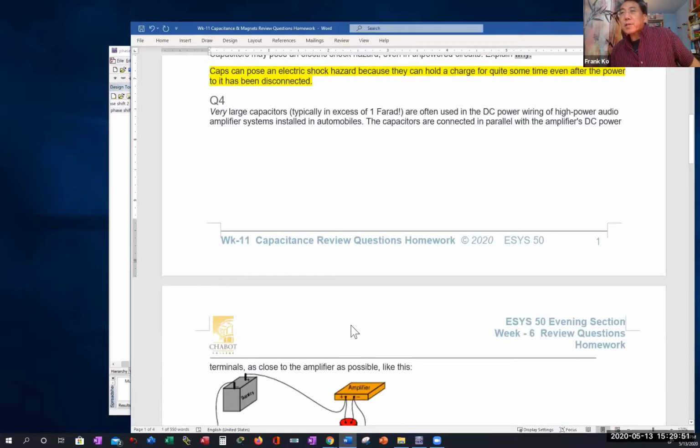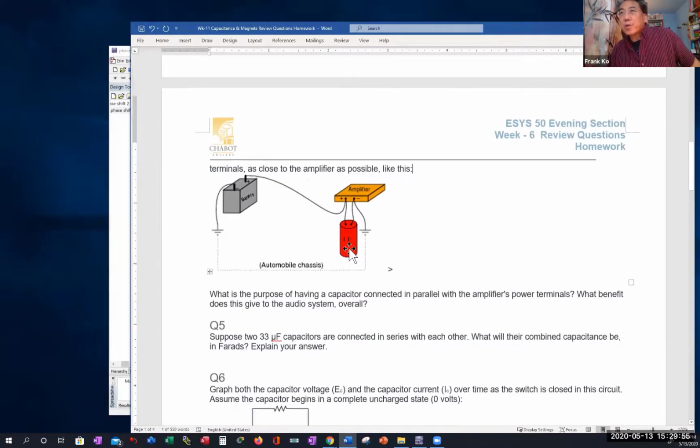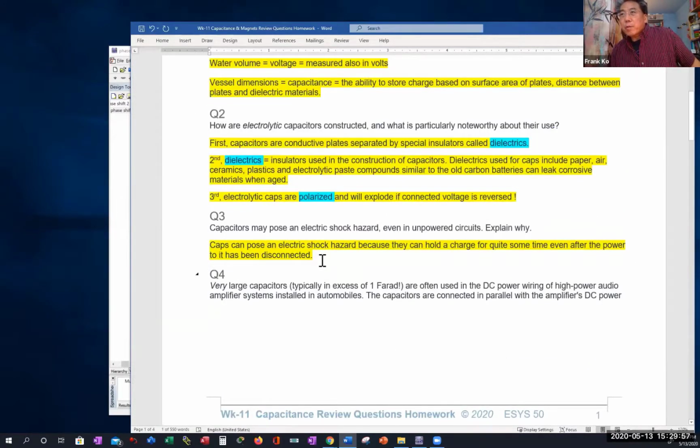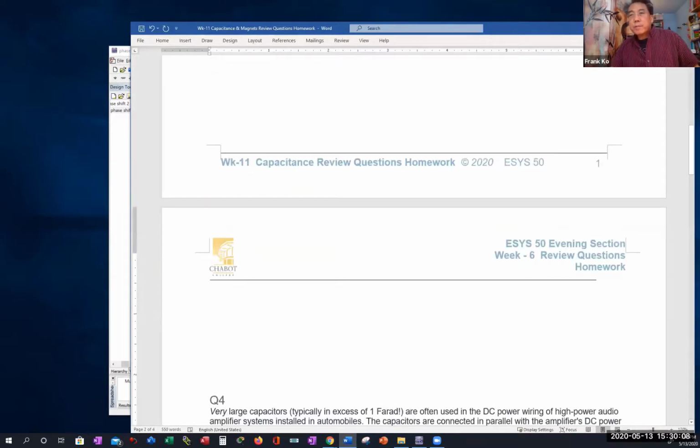Let's see. It says here, this particular question takes us over into the next page. So I'm going to just move this question over to the next page so we can see it all on one page.